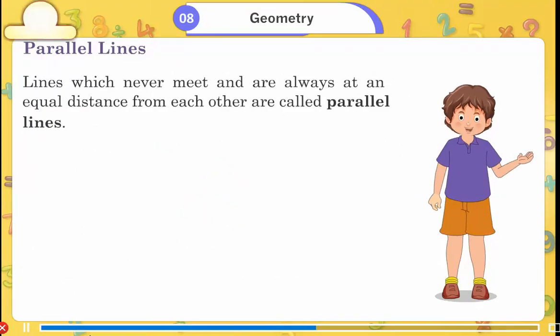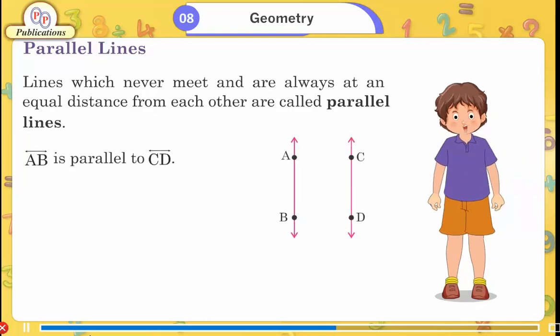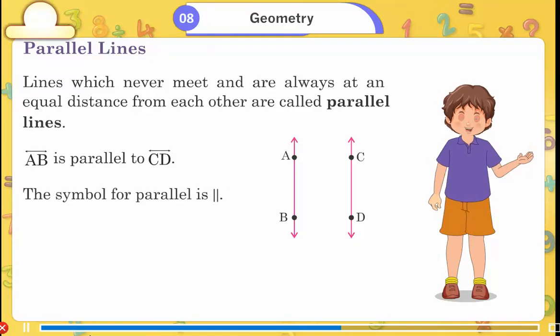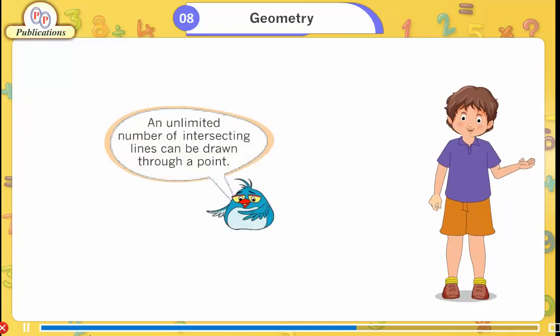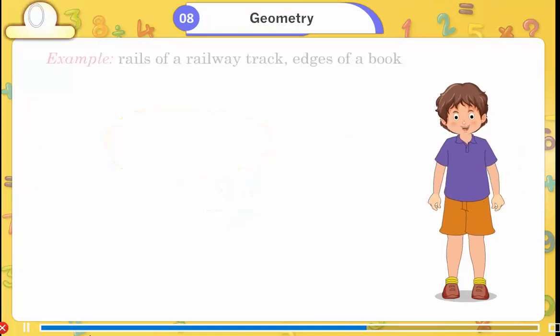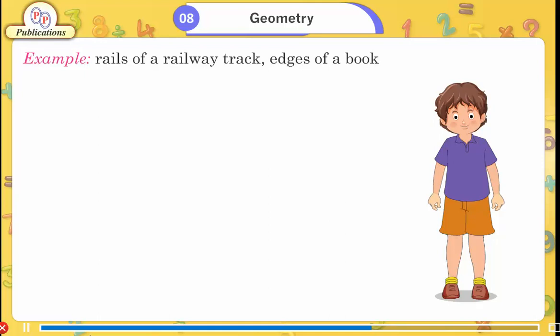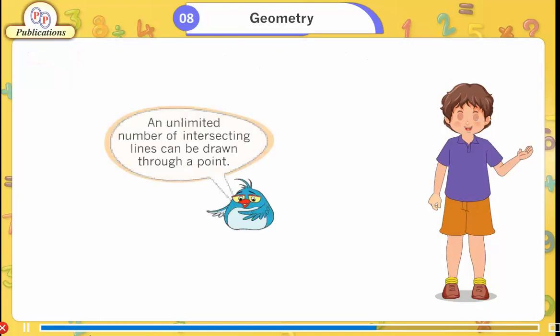Parallel lines. Lines which never meet and are always at an equal distance from each other are called parallel lines. AB is parallel to CD. The symbol for parallel is AB parallel CD. An unlimited number of parallel lines can be drawn through a point. Examples: rails of a railway track, edges of a book.